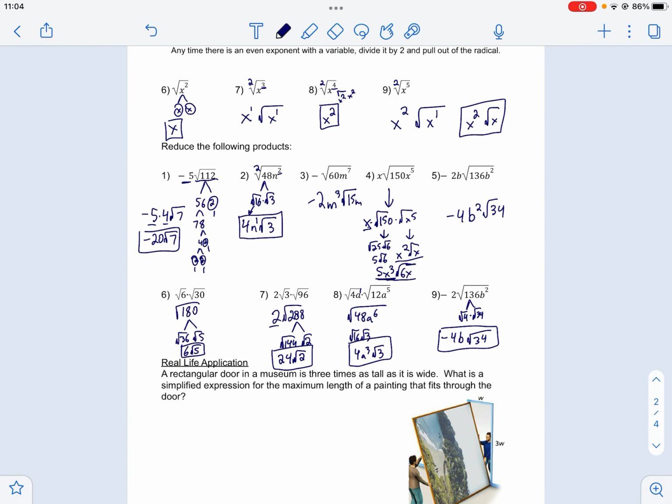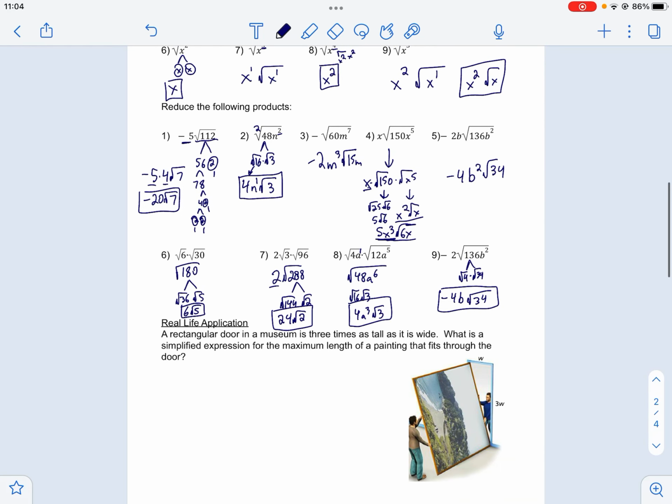All right, as a little challenge, please try the real-life application problem on your own. And one hint for you is that if you redraw the triangle like that, we'll have w, 3w, and if you don't remember from 7th grade, the Pythagorean theorem is a squared plus b squared equals c squared.